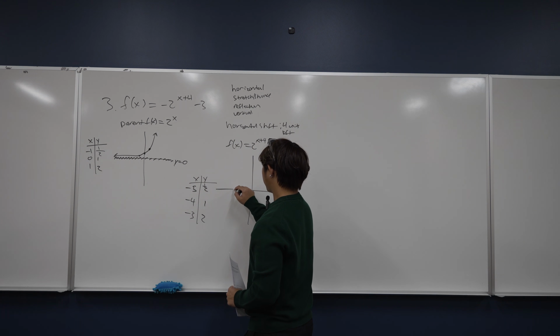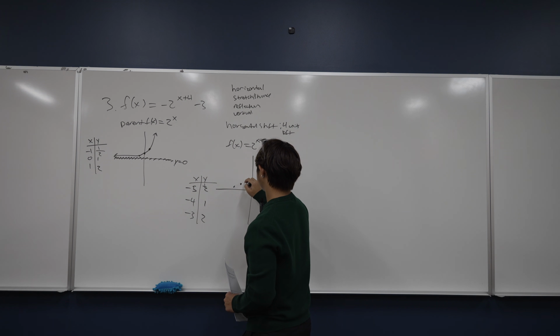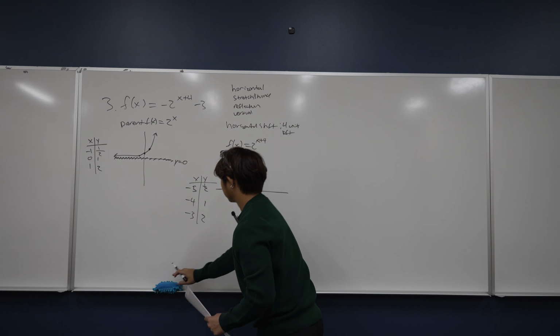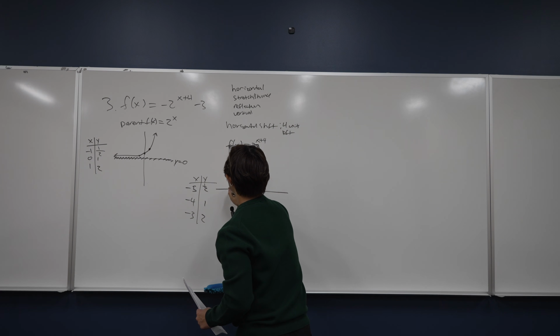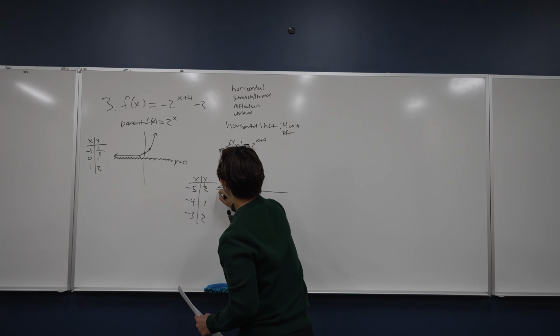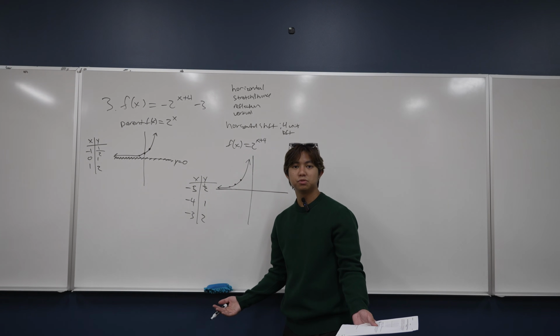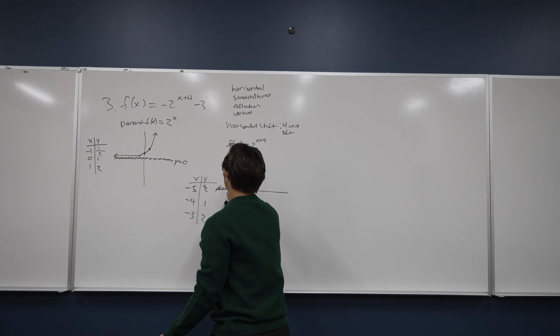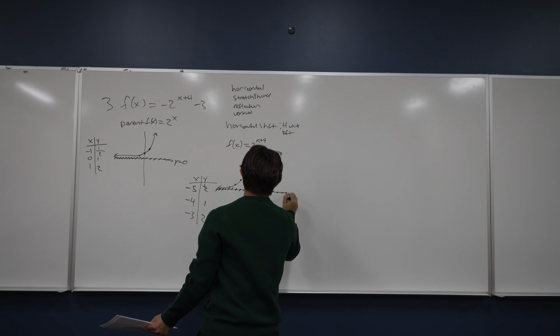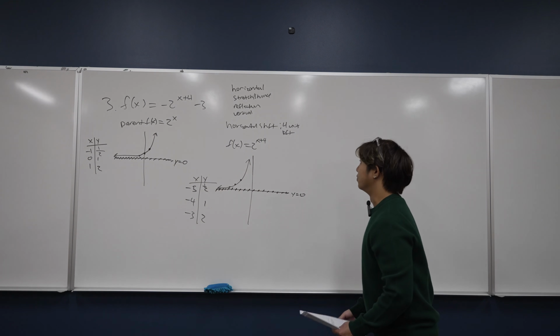So -5, let's say it's here, like in the middle. -5, 1/2. -4, 1. And -3, 2. Connect the dots. -5, 1/2. -4, 1. -3, 2. We're looking like something like that. And our asymptote. Did our asymptote move? No, right? Because this is a horizontal asymptote, so it didn't move. This is y equals 0. Cool.